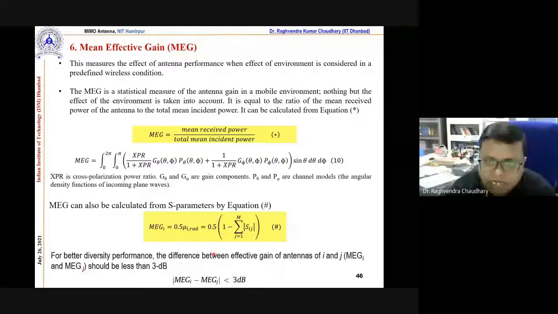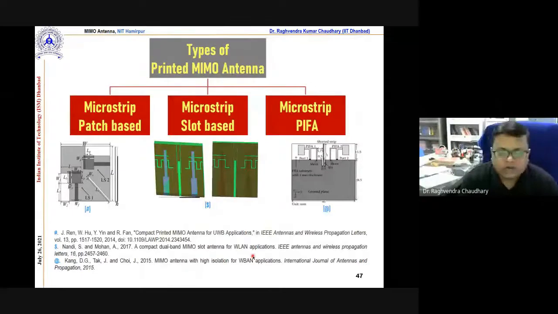Now coming to the types of printed MIMO antenna. Basically, you will see a number of things being done with MIMO antennas, using other antenna bases and some other things also. Now here I am focusing on the printed ones. Other types you may see are SIW and SI based MIMO, and DR based.